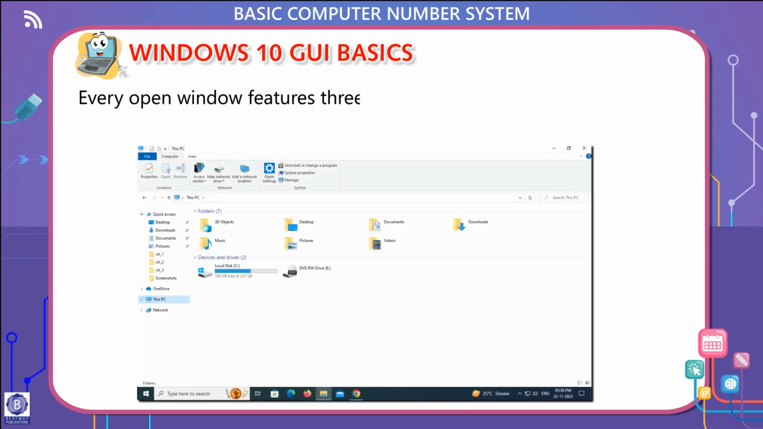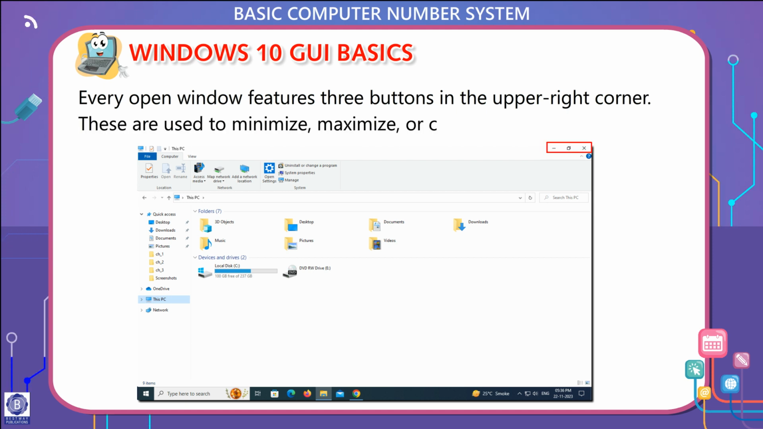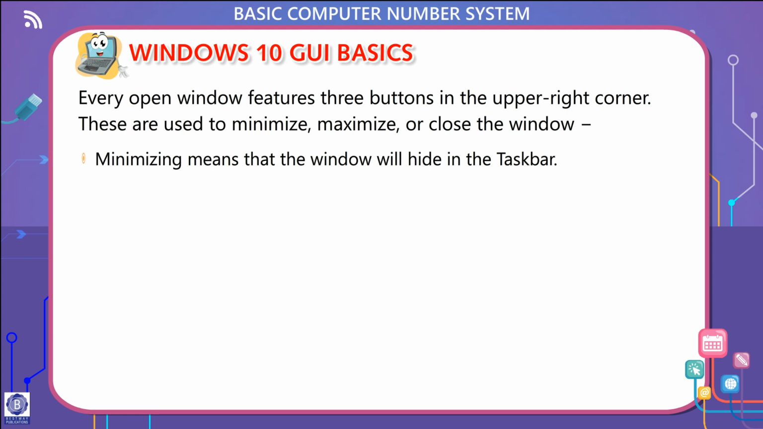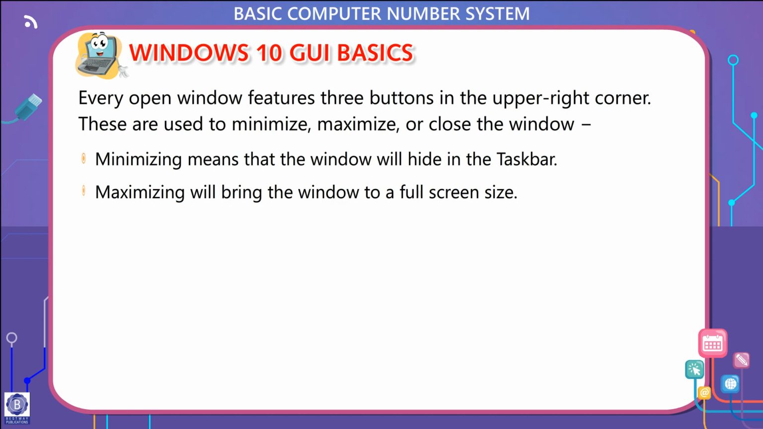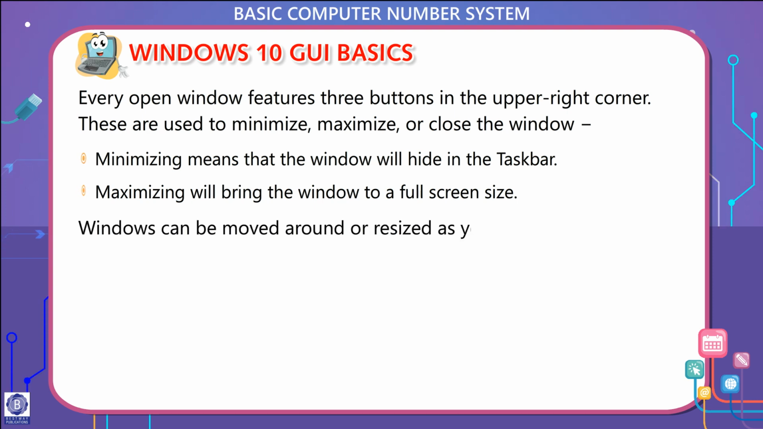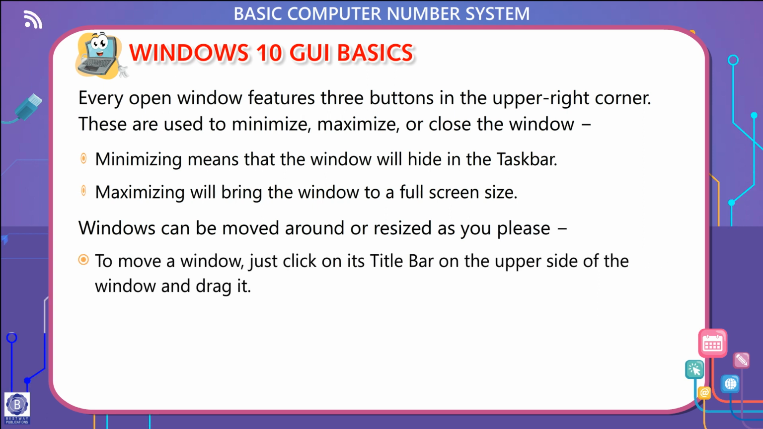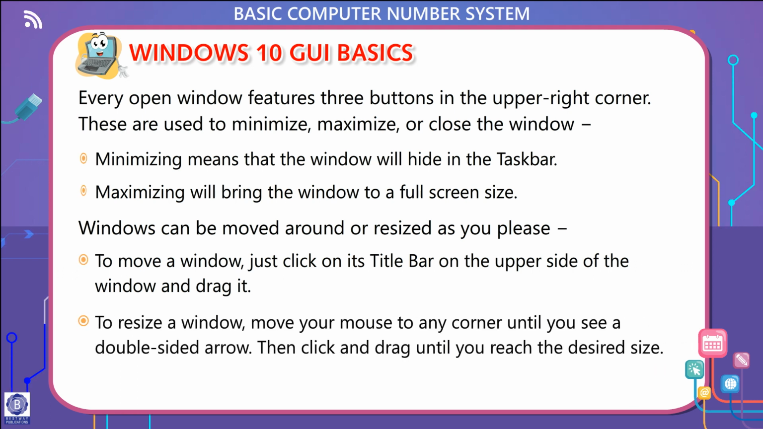Every open window features 3 buttons in the upper right corner. These are used to minimize, maximize, or close the window. Minimizing means that the window will hide in the taskbar. Maximizing will bring the window to a full screen size. Windows can be moved around or resized as you please. To move a window, just click on its title bar on the upper side of the window and drag it. To resize a window, move your mouse to any corner until you see a double-sided arrow. Then click and drag until you reach the desired size.